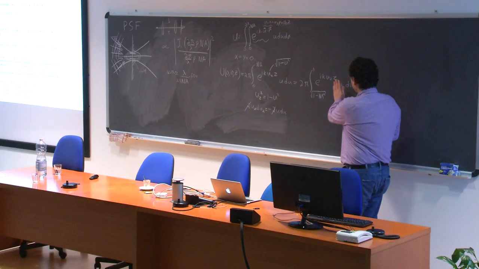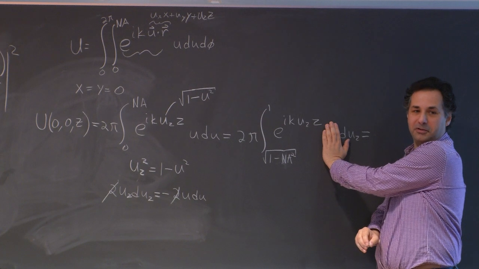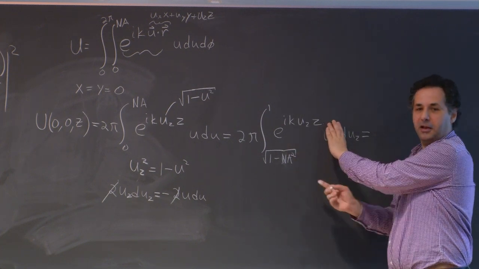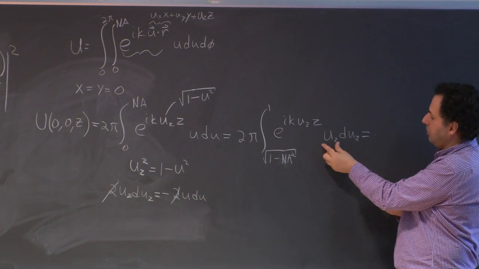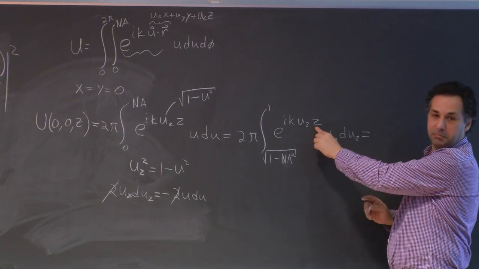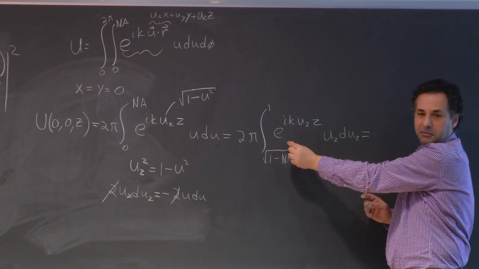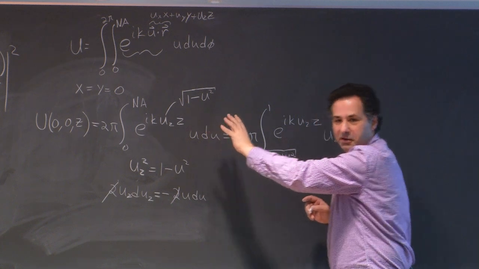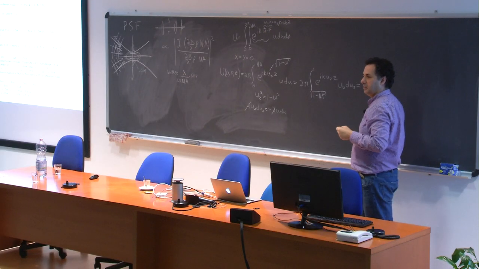Yes. If I didn't have this here, it would be really easy, because the integral of an exponential is the exponential divided by that. We can use a trick from Fourier transforms, which is saying, oh, this u_z I can think of getting by taking the derivative with respect to z of this exponential. So I can replace this by a derivative with respect to z divided by ik. I pull that out, and then that gives me the answer.